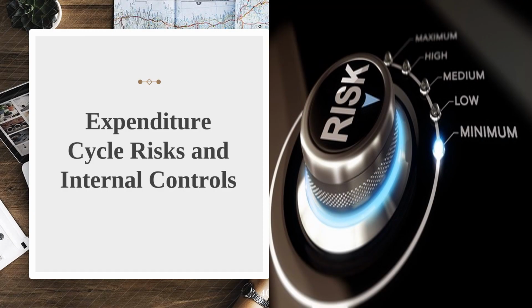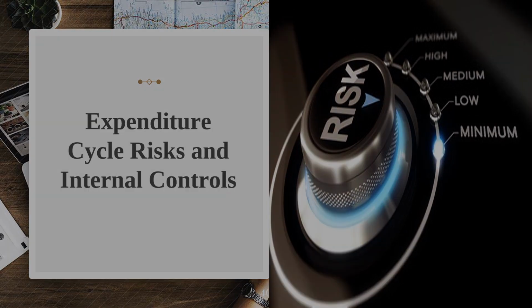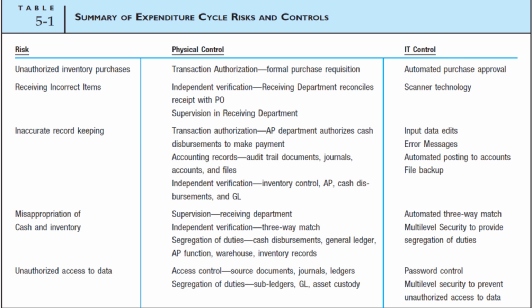So now we will talk about expenditure cycle risk and internal control. So we will discuss that. As usual, we will first have the table summarizing everything, then we will have more details. This table summarizes the expenditure cycle risks and controls, and the controls will be based on physical controls or on IT controls.